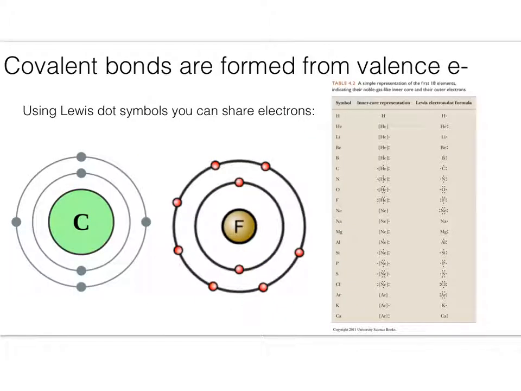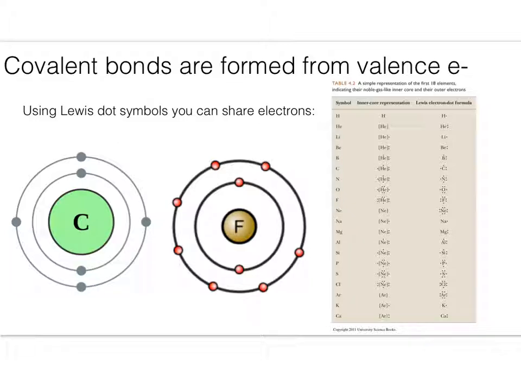Okay, so how do you make covalent bonds, right? So you have perhaps these two nonmetals, maybe a carbon and a fluorine, and once again, just like with ionic systems, everything is happening from the valence electrons, from the outer shell electrons. And so we're going to use Lewis dot symbols to once again guide us with how many electrons we have to work with.